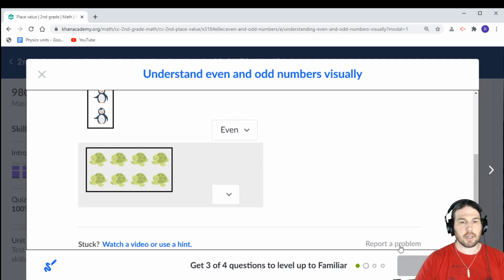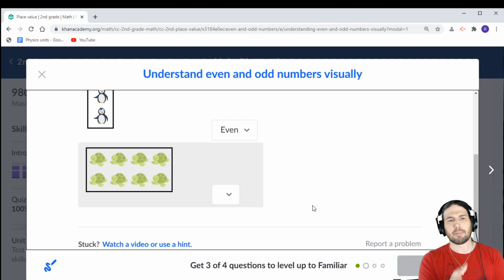For these cute little turtles, and I love these cute little animals that they give. It makes me very happy. They kind of go away as you get higher up into Khan Academy, and that makes me really sad. Sal Khan, I know you're listening. Bring back the cute penguins and turtles in high school.